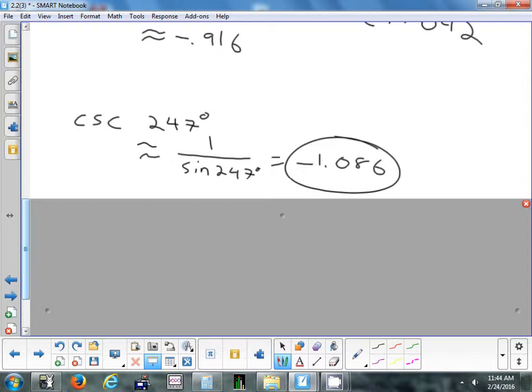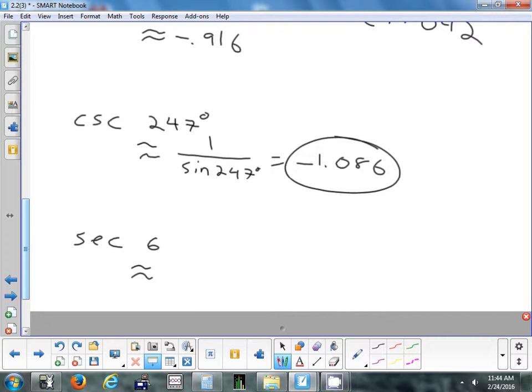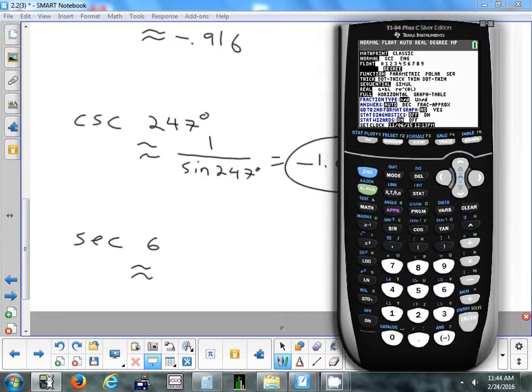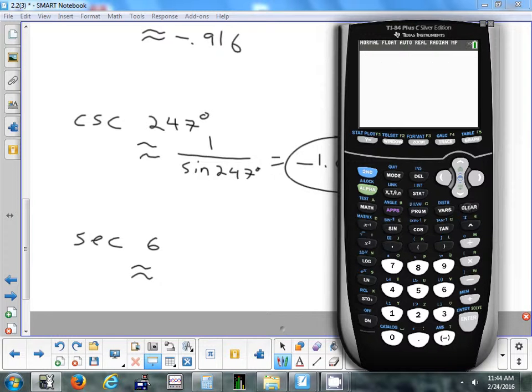These are the ones where I see mistakes on the test. Most people make mistakes with the cosecant, the secant, and the cotangent. Okay, how about secant of 6? How would I type that one in? That'd be in radians. First thing I have to do is switch back to radians. Okay, so now I'm in radians. That's COS and then 6. So find the cosine of 6.